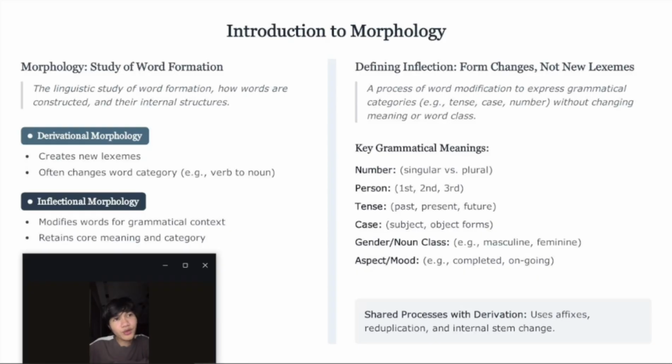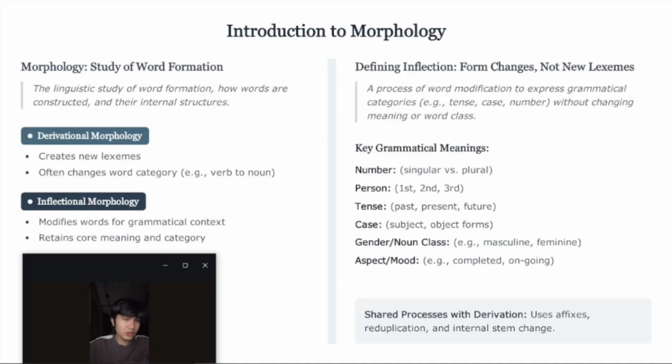Well, not really. Inflectional morphology also changes the use, but I'm pretty sure you got what I'm saying, right? Let's move to inflectional morphology so you can understand better. Inflectional morphology modifies words for grammatical context or grammatical rules. It still has the core meaning and the category. For example, teach plus ing becomes teaching, which means teach in the present.